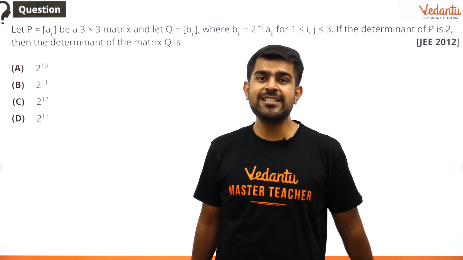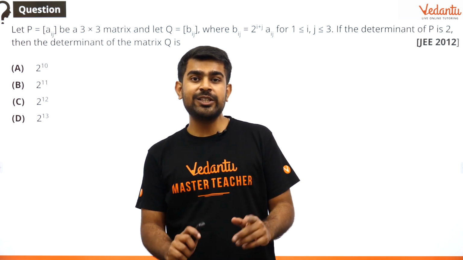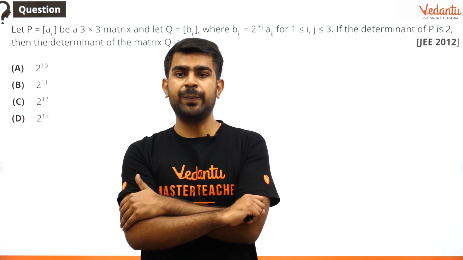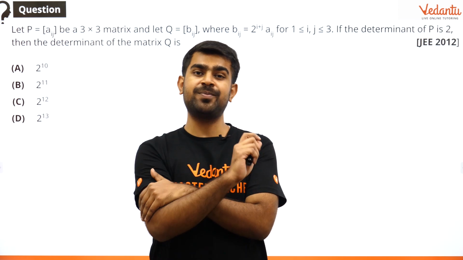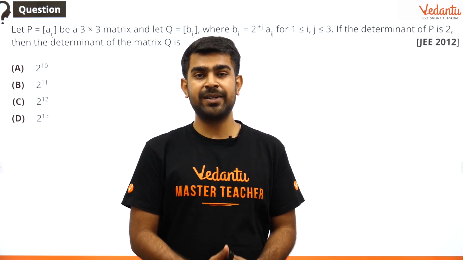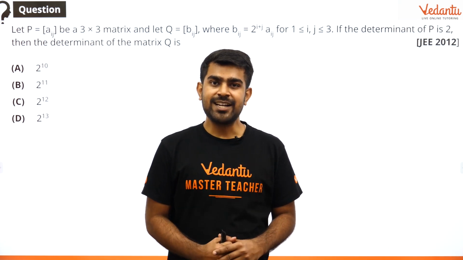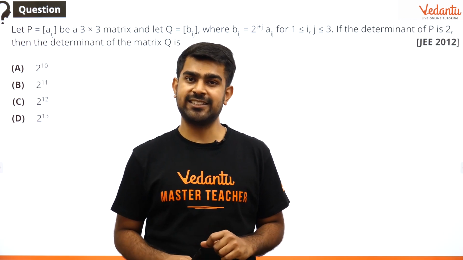So now this is a JEE Advanced 2012 question. Again, an interesting one. So please do give it a try, guys. So what do we have here? We have determinant of P is given to be 2, and they're asking you to find what is the determinant of matrix Q. So try to use the information given in the question, give it a try, and then follow me in the answer.